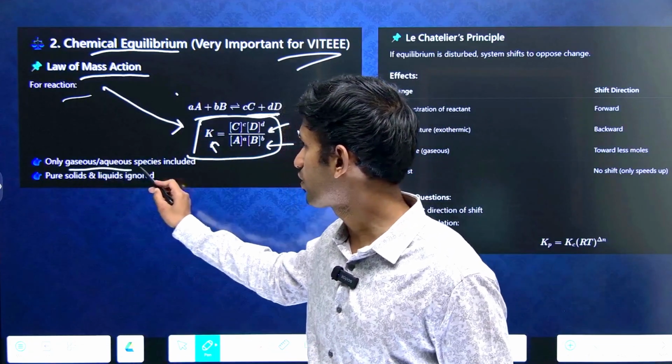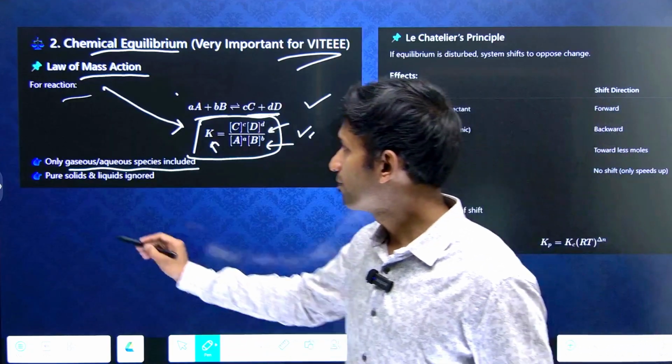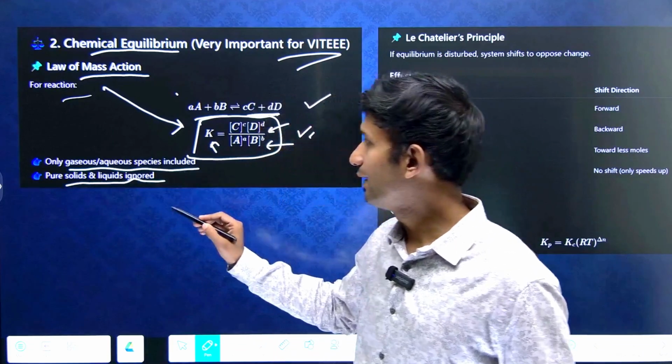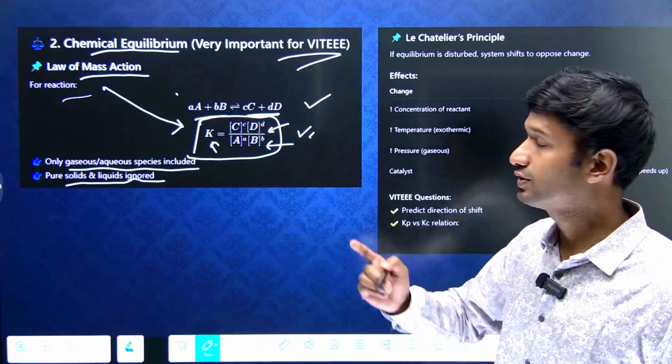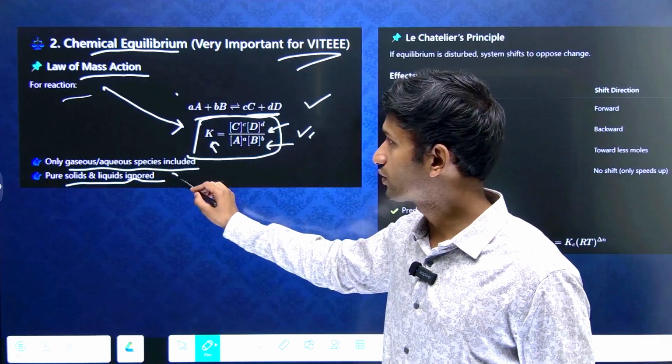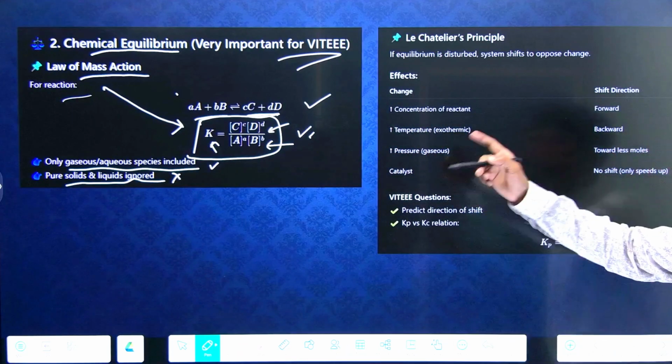It is only for the gaseous or aqueous species included. Pure solids and pure liquids are ignored. So remember that only the aqueous or the gaseous species are included. Pure solids or liquids are ignored in the law of mass action.